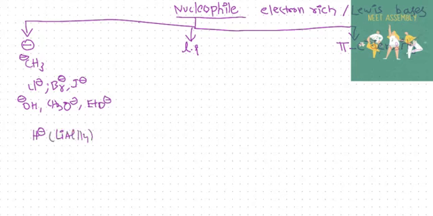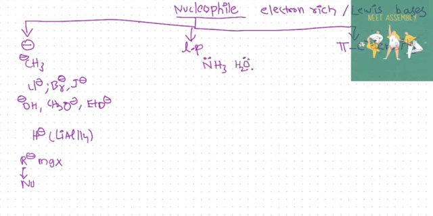Next, carbon with a negative charge. One more example is the Grignard reagent, RMgX. Here the alkyl group carbon has a negative charge, so it can act as a nucleophile. Next, those having a lone pair. For example, NH3 has a single lone pair and can act as a nucleophile. H2O, oxygen has two lone pairs, so it also can act as a nucleophile.